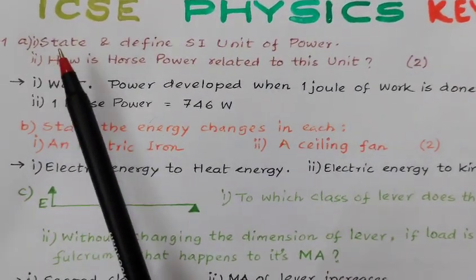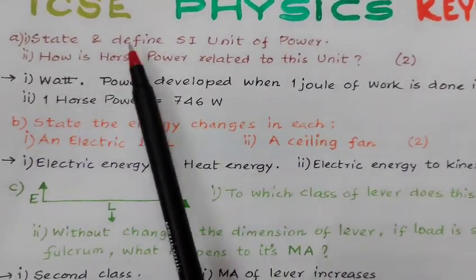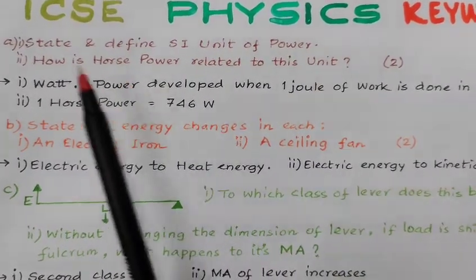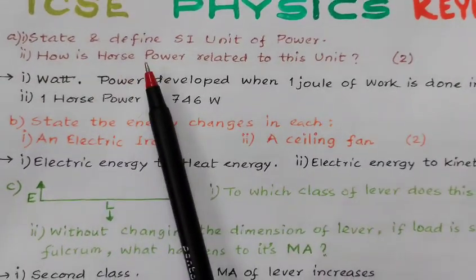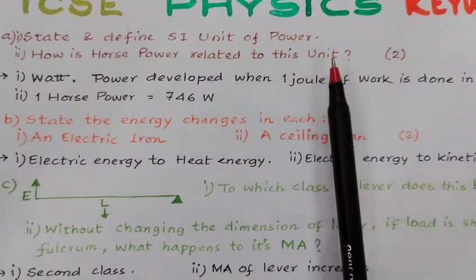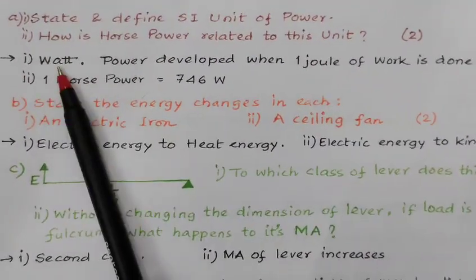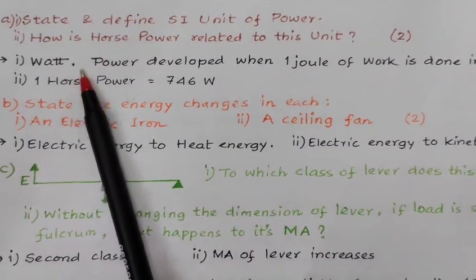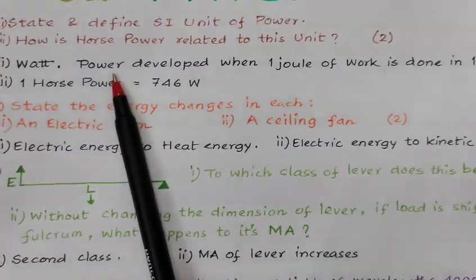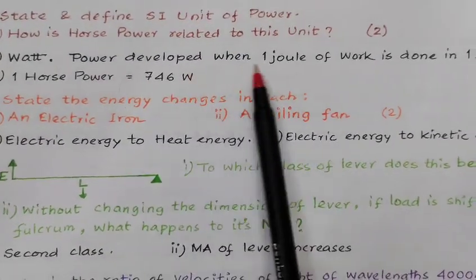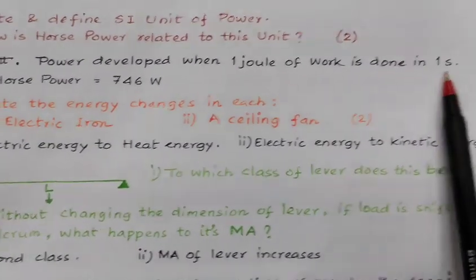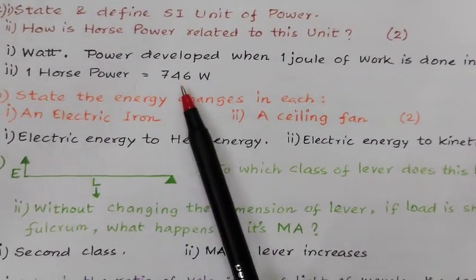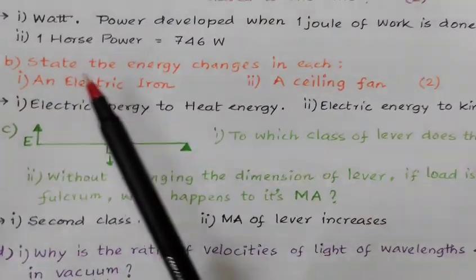First question is A: state and define the SI unit of power. And 2, how is horsepower related to this unit? The answer: the SI unit of power is watt, and the definition is power developed when 1 joule of work is done in 1 second. Horsepower: 1 horsepower is equal to 746 watt.